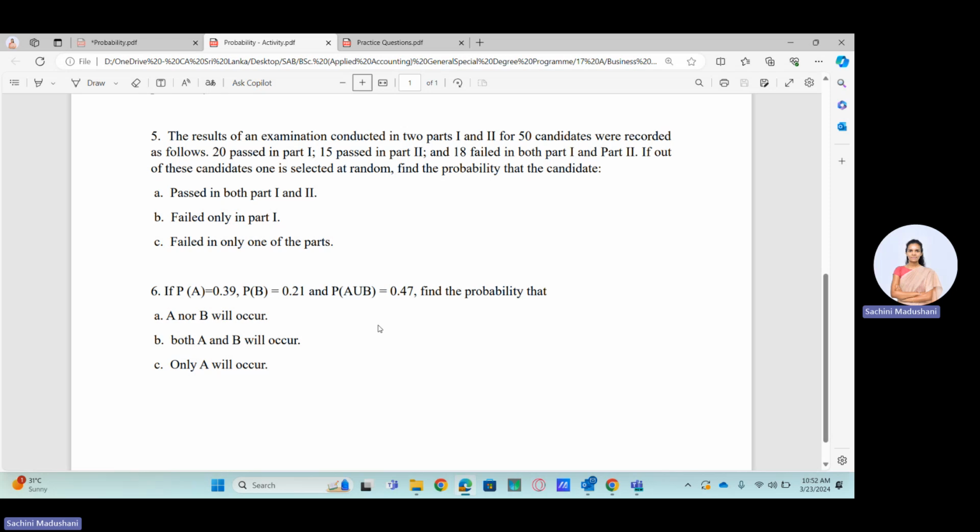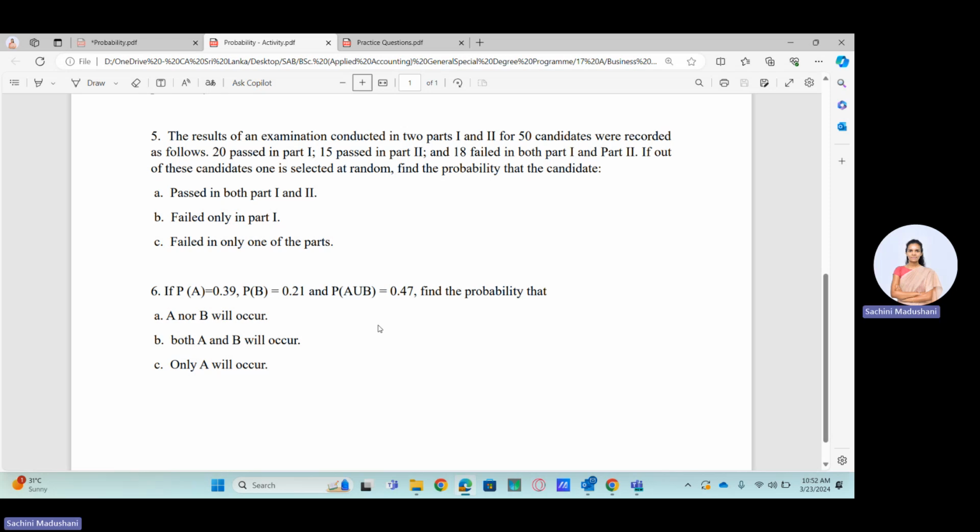Fail, no, both fail. 18 are both fail. Then at least one part is passed, only 32 candidates. Now, 18 candidates failed in both, part 1 and part 2. Then the 32 candidates passed at least one part.